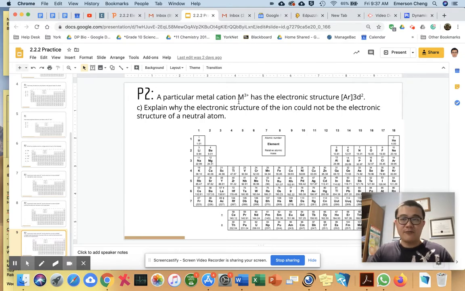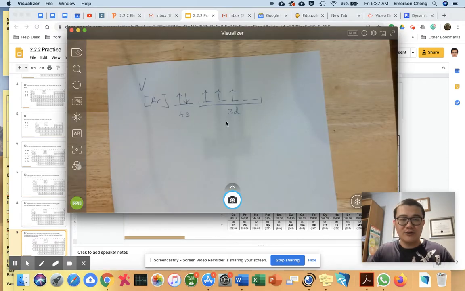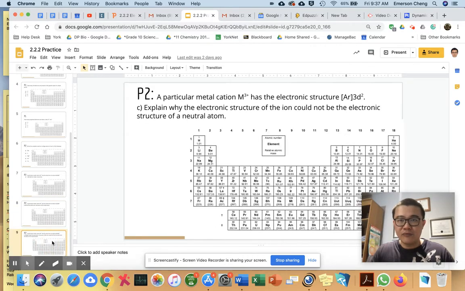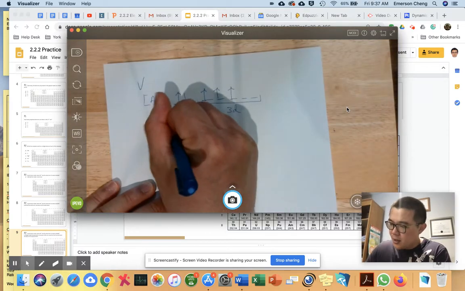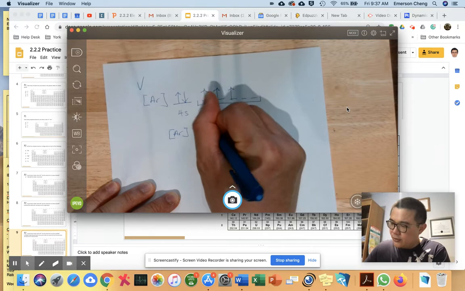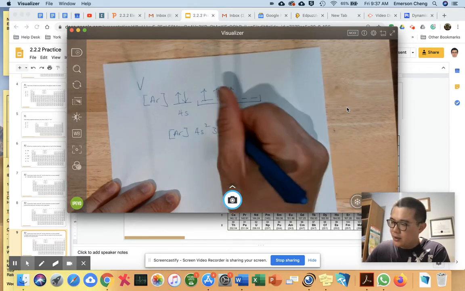Oh, by the way, I realized earlier I just drew the structure. I didn't write it out in this form, so let's do that. Ar 4s2 3d 1 2 3, so 3d3.